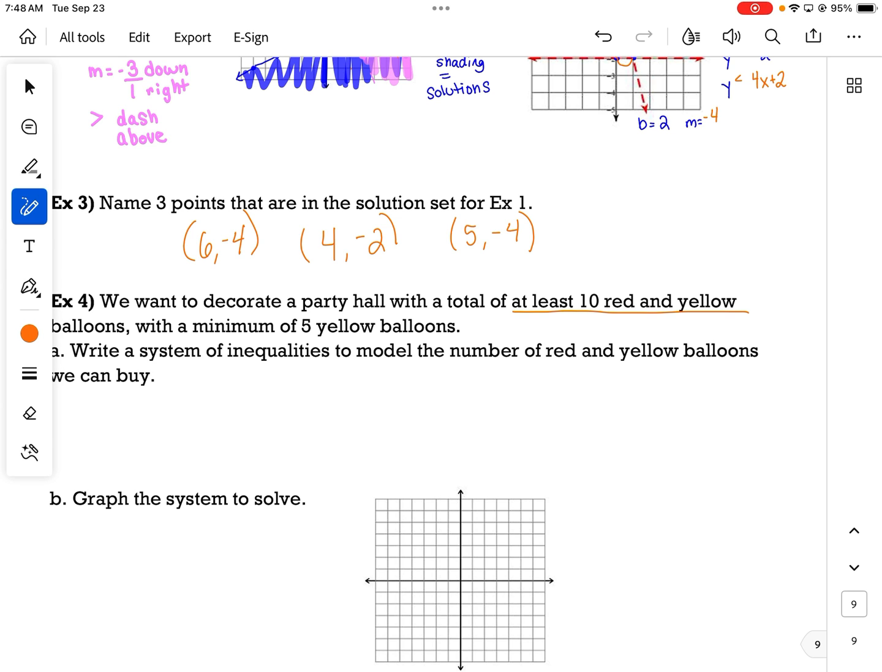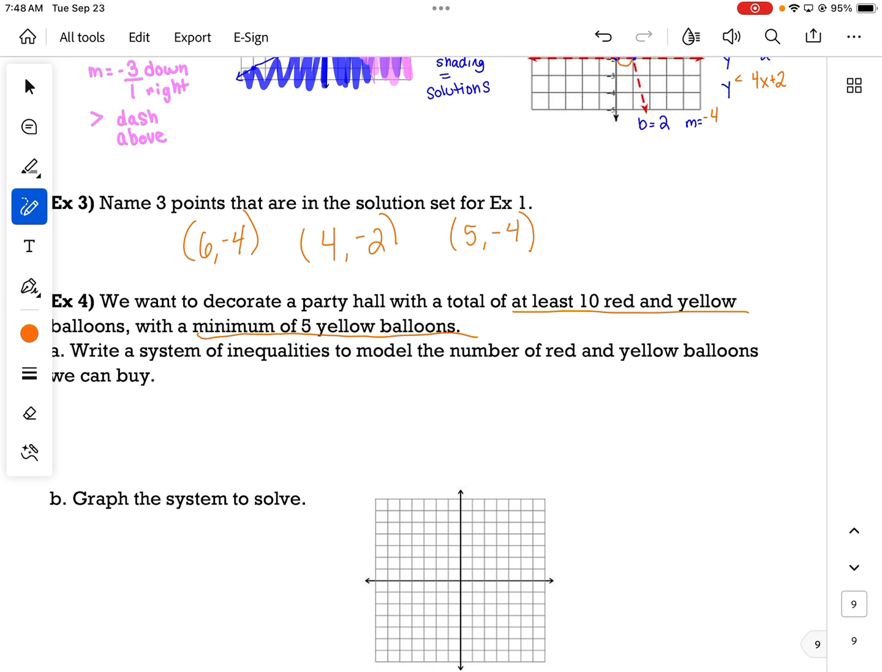11. What else? 10. What else? How many could I have if I have at least 10? Give me one more. 15. Yes. Not 9 because it says at least. So that means it's 10 or more. Okay. But we want a minimum of 5 balloons. So that's a stipulation.